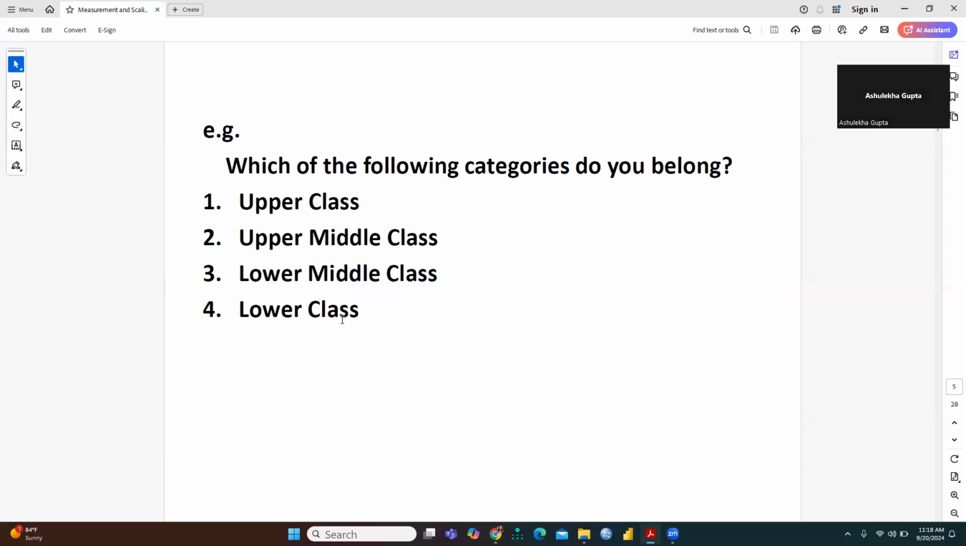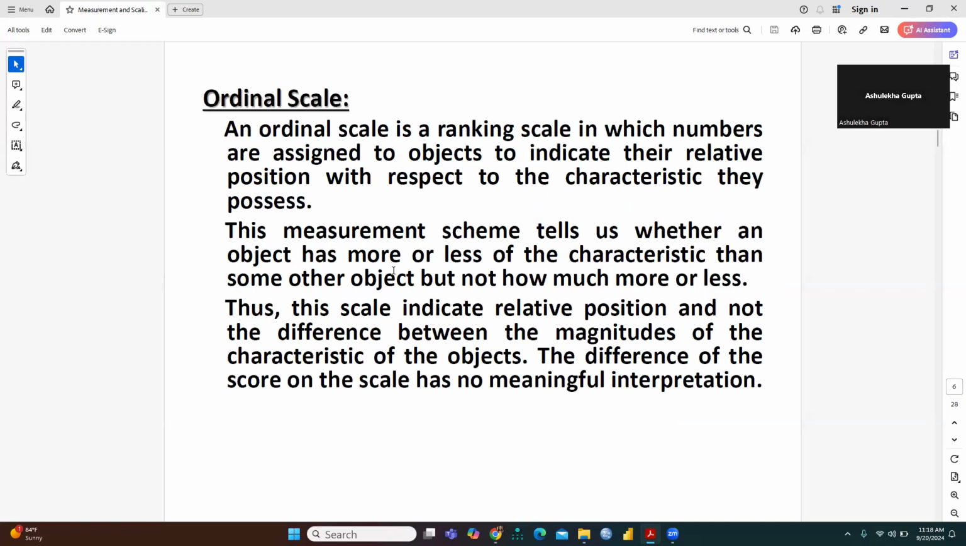Same thing with the question: which of the following categories do you belong to? Upper class, upper middle class, lower middle class, and lower class. We just assign the numbers 1, 2, 3, 4.